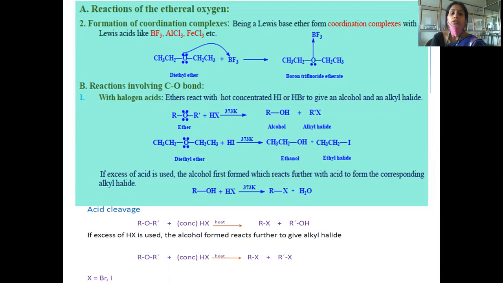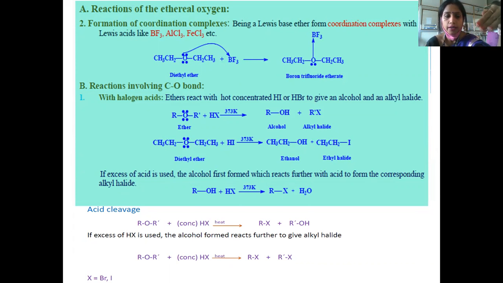Then there is a reaction where the ether group has C-O bond cleavage. First is the reaction with halogen acid. The product is alcohol and alkyl halide. Now in this reaction, if we use excess of acid, then what happens? The alcohol which is formed further reacts with the acid to form the corresponding alkyl halide. If you see the mechanism, the reaction is actually acid cleavage.